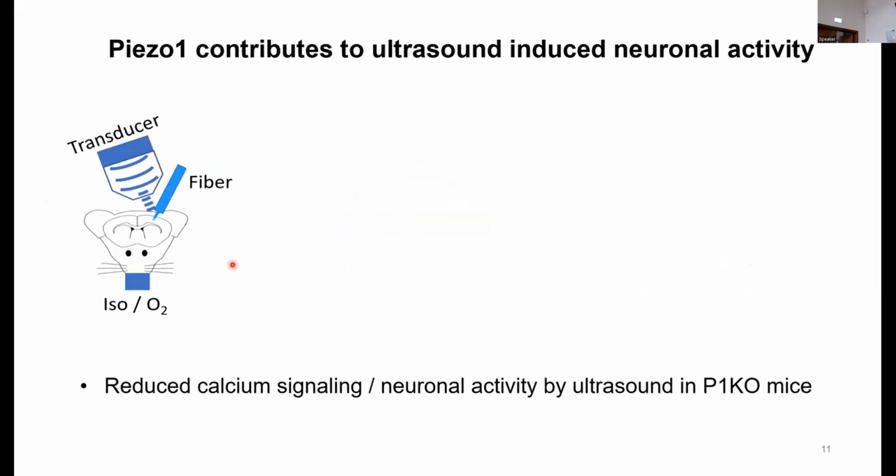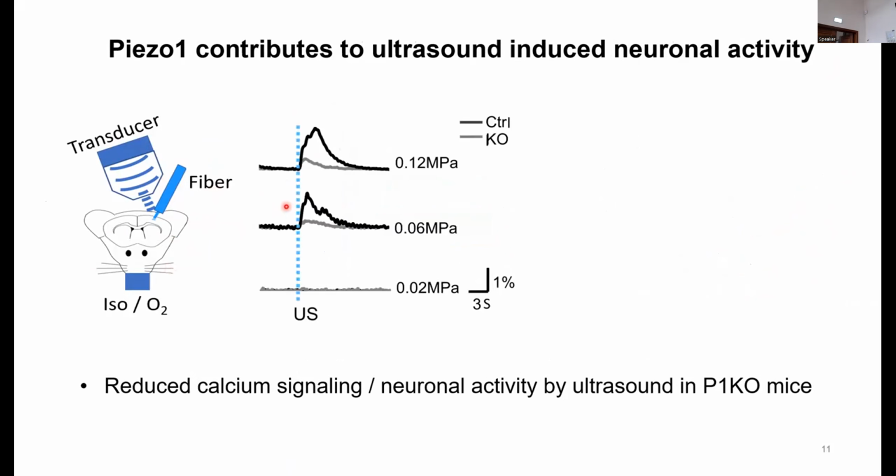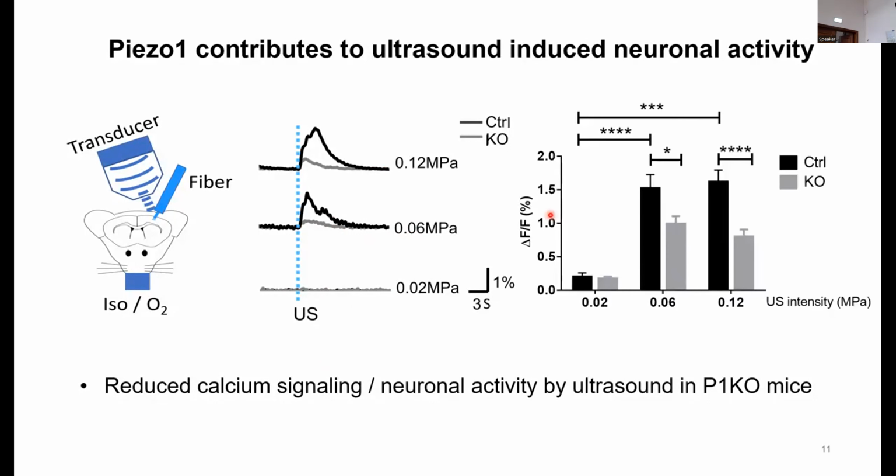To more directly measure the neuronal activity induced by the ultrasound, fiber photometry was then adopted. And we can see here that with piezo-1's knockdown, the calcium influx induced by the ultrasound is much lowered. And here are the statistical results. So together, this data indicates that piezo-1 contributes to the ultrasound-induced neuronal activity in vivo.